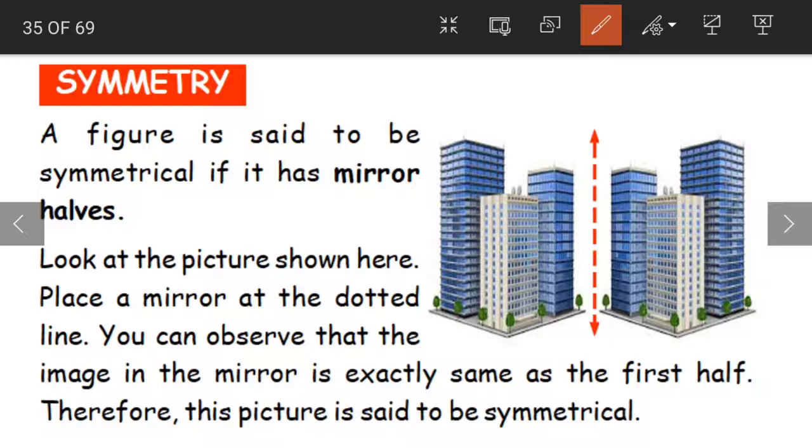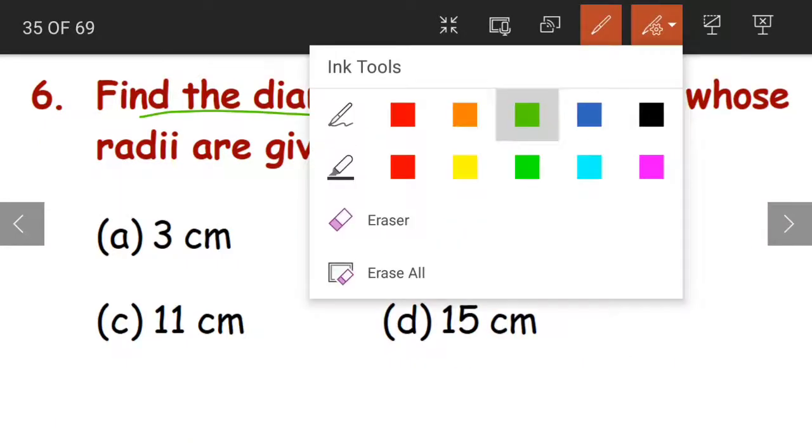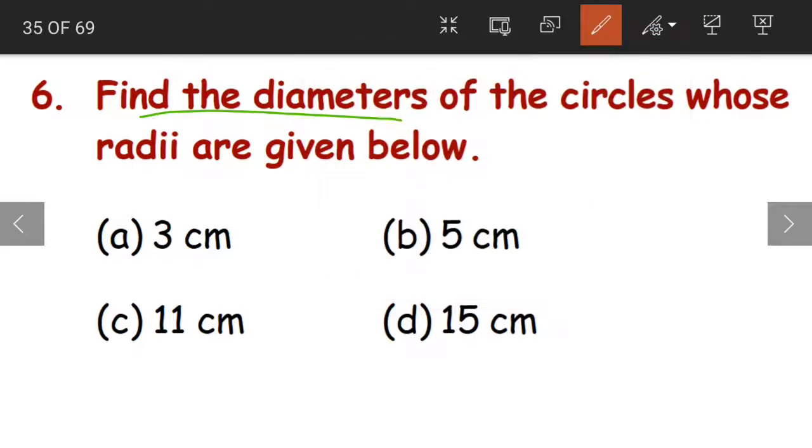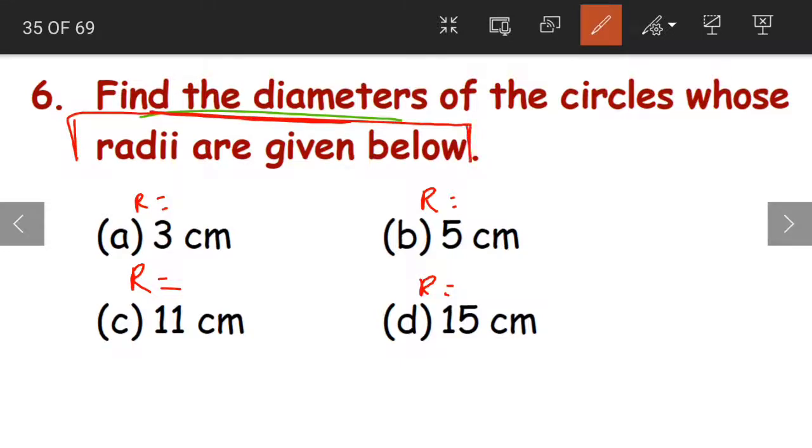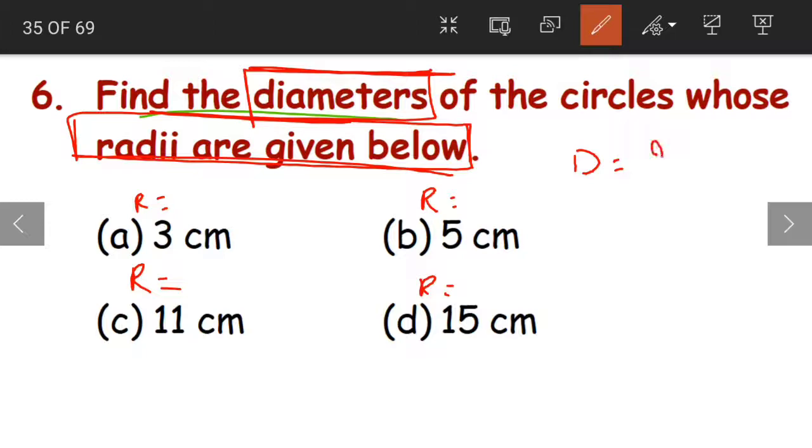Now coming to question 6, find the diameters of the circle when radii are given below. What is given? Radius is already given. Radius is equal to 3 centimeters, 5 centimeters, 11 centimeters, 15 centimeters. Now we should find out the diameter. How will we find out, children? Diameter is equal to 2 into radius. Yes, diameter is equal to 2 into radius.